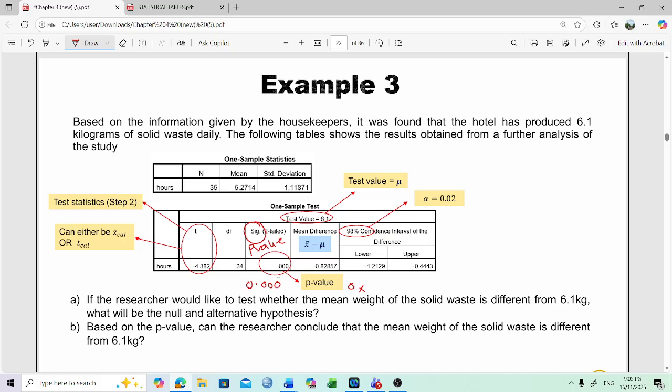And here, T stands for the test statistic. If it is given, then you can use this value. If it is not given and you are asked to calculate, then you need to calculate the test statistic. T here stands for test statistic, and this one is the p-value. It depends on the question, whether the question asks you to answer using the p-value approach or the test statistic approach.